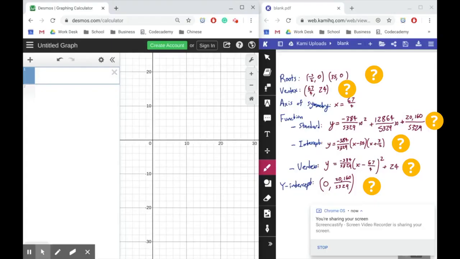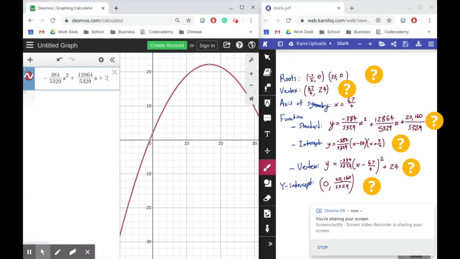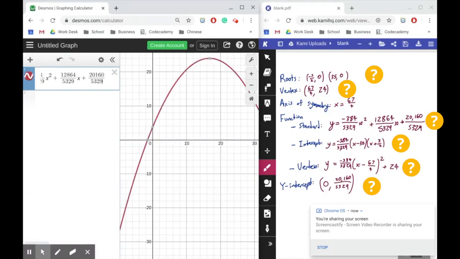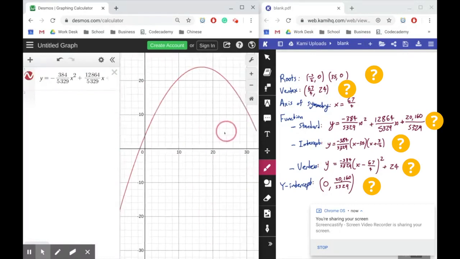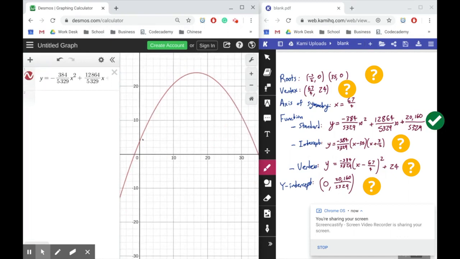All right, I'm so excited to test this out. I'm not sure if it works, but we're about to find out. So I'm going to use Desmos to have our graph. Y equals, let's just do standard form first. Oh, wow, look at this. That's the curve of my ball that I threw.